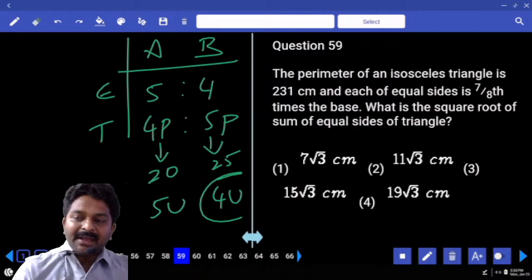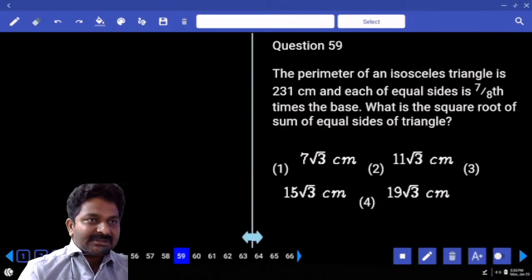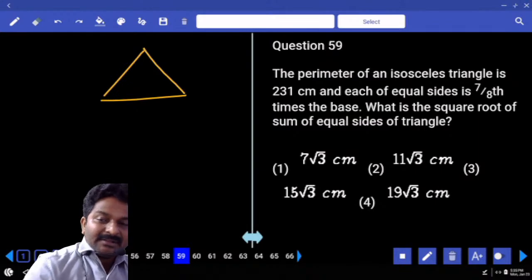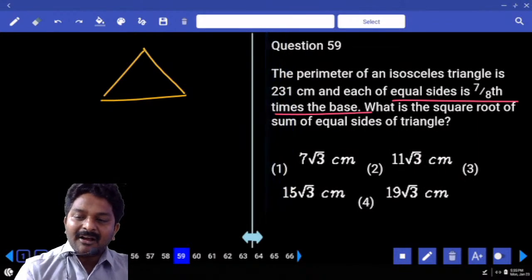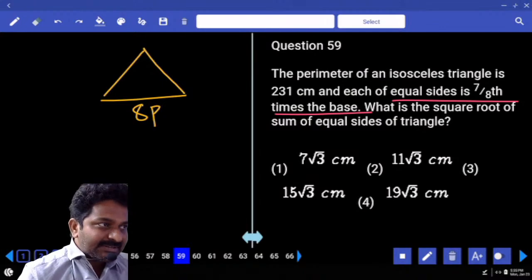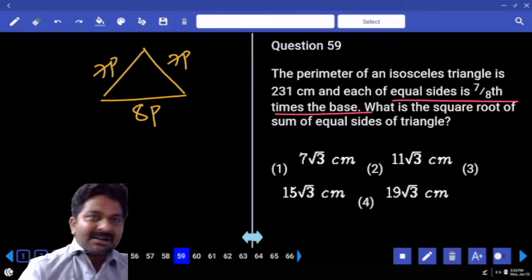The perimeter of an isosceles triangle is 231. What do you mean by isosceles? Two sides equal. Right. Let me take it like this. Now, each side is 7/8 of the base. If the base is equal to 8 parts, because of the denominator 8, then the sides become 7 parts each.